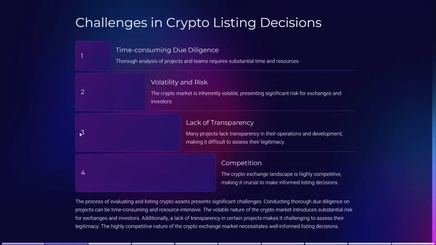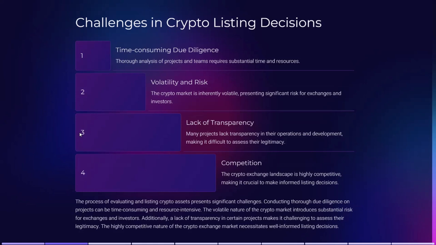So before we have this AI model, these are some of the challenges that we do face in making decisions about crypto listing. First of all, it's definitely very time consuming to perform the due diligence of a certain project. A thorough analysis of projects and teams does require substantial time and also resources. So with this AI model in place, it would help us to cut down a lot of man hours and save a lot of time, reducing human error as well in making these kinds of informed decisions.